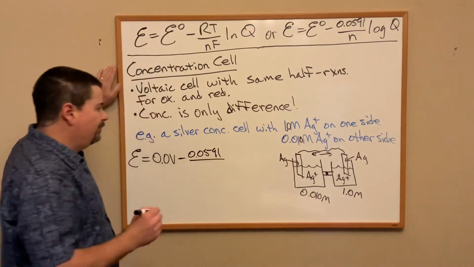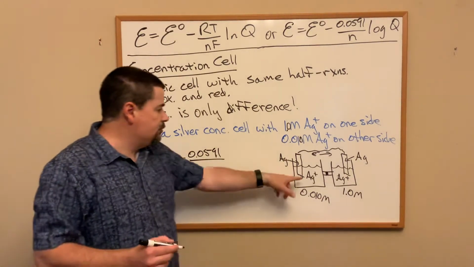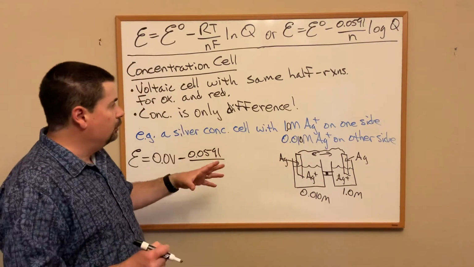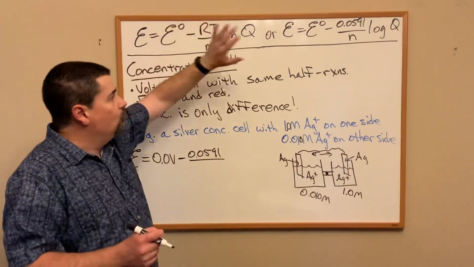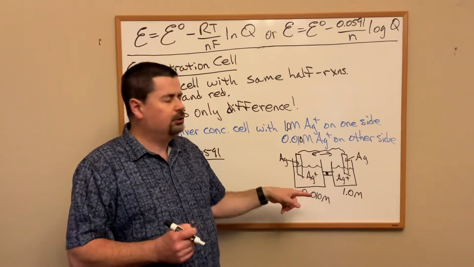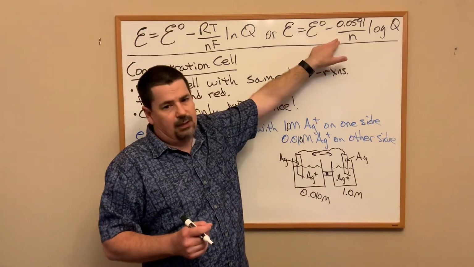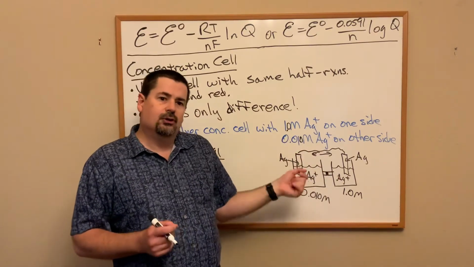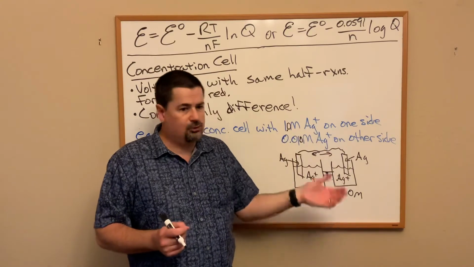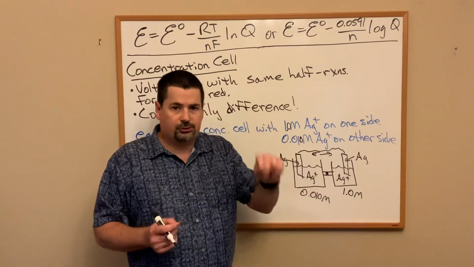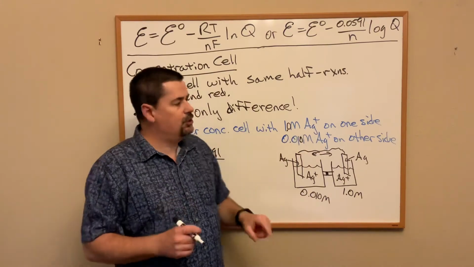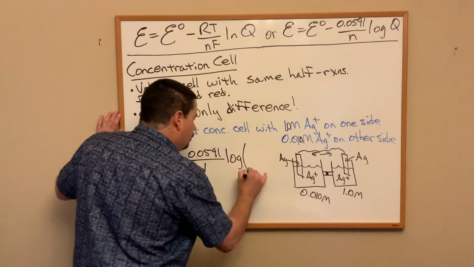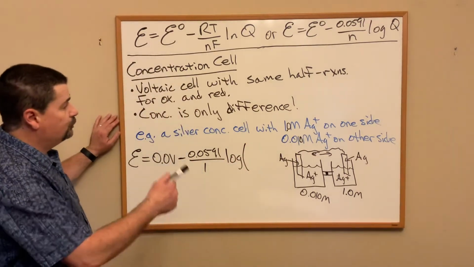0.0591. Now what's N? Well, if we're going from Ag plus to Ag, we're just transferring 1 electron. So for other Nernst equation problems where you don't have the same reaction, you really need to write it out and figure out what N is. Or if you had a concentration cell that was copper on both sides, since we're going from copper to copper 2 plus and copper 2 plus to copper, we've got 2 electrons transferred. So you do need to figure out how many electrons are transferred. So that's just divided by 1. And then we've got the log base 10 of Q.